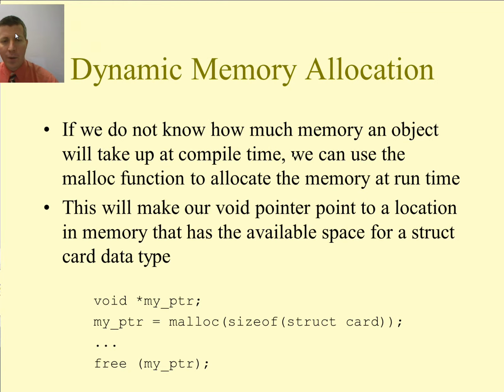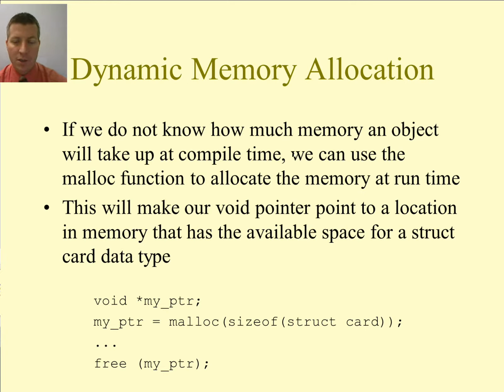Let's take a look at how we go about with dynamic memory allocation. If we don't know how much memory an object is going to take up at compile time, we have to use a special function called malloc. Some of you may have learned, and I think I mentioned this in one of the previous lectures, of using the new operator. Malloc stands for memory allocation. It works in a very similar manner. Certain compilers don't allow you to use new. The C++ compilers, if you're compiling your C code with a C++ compiler, new is going to probably work just fine. Malloc is going to be more of the C way of allocating memory at runtime.